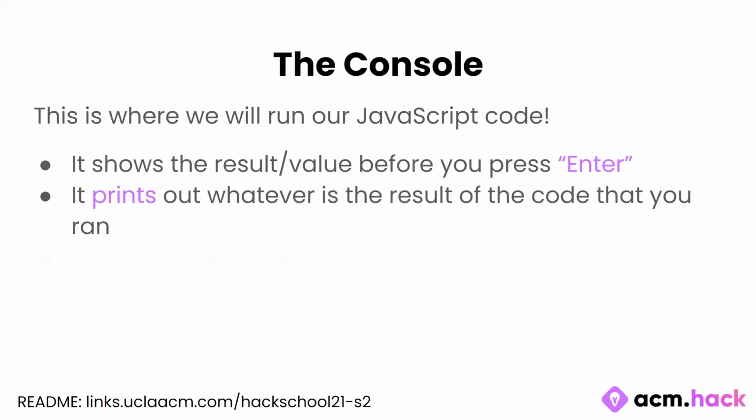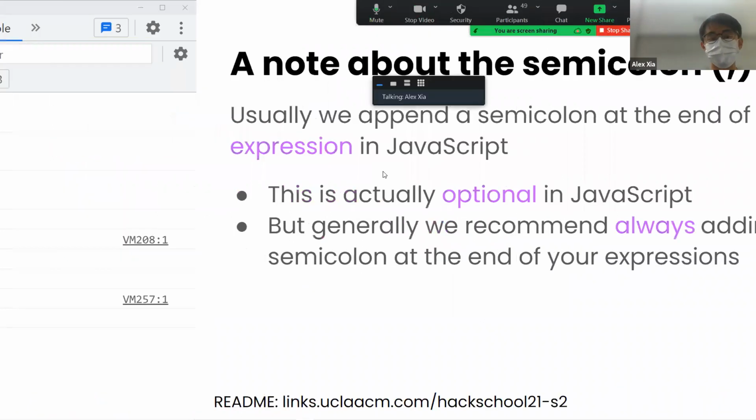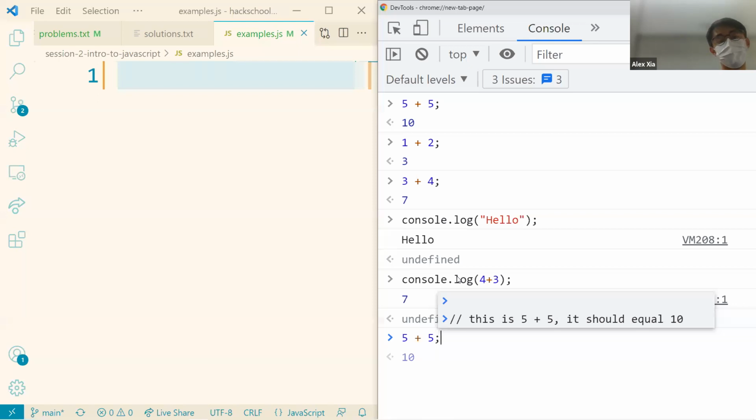Let me move on. So a note about semicolons. You may have noticed that I appended a semicolon at the end of every expression. An expression in JavaScript is exactly like what I typed, like 5 plus 5. That's an expression, and I put a semicolon at the end of it. You can think of an expression as a sentence in English, and then we always need a semicolon to end the sentence, just like you would use a full stop.